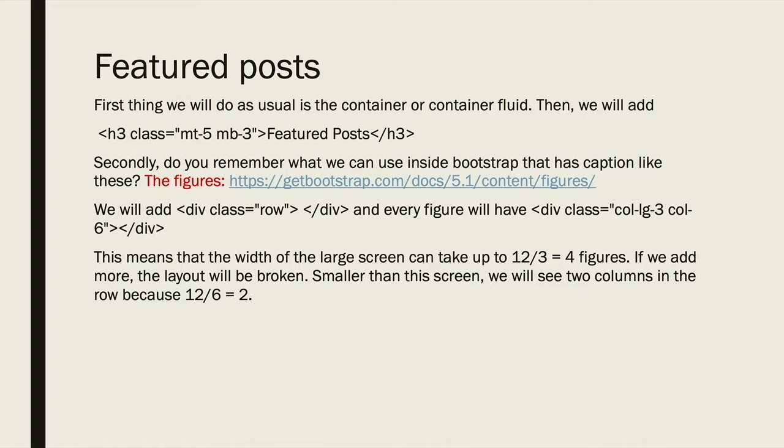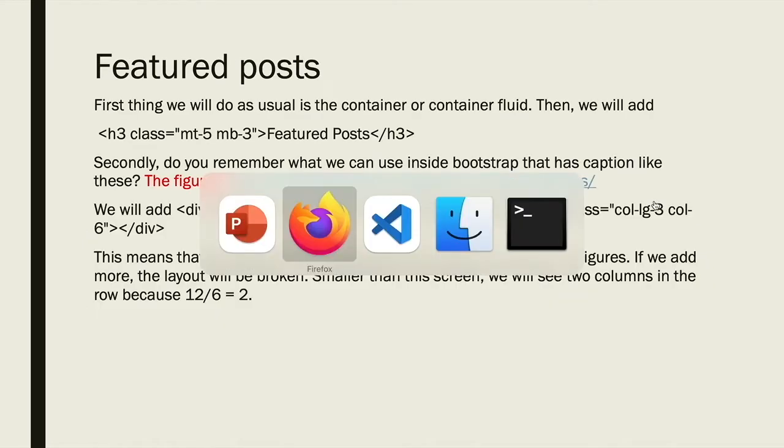And then we will have column 6. So, less than 992 pixels, I will have 2 columns on the screen because 12 divided by 6 is 2. Okay, that's good. We're done with the featured post. Let's now move to the source code.